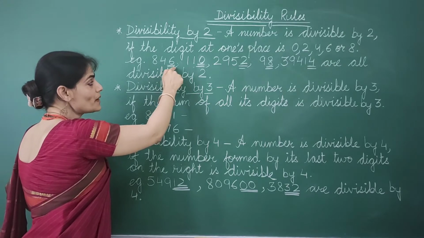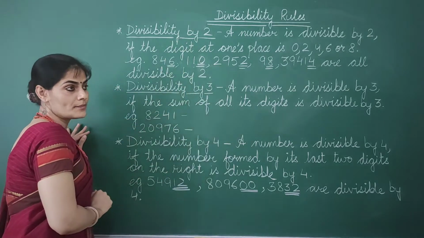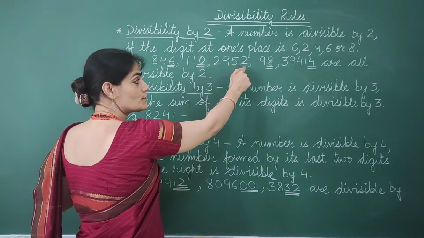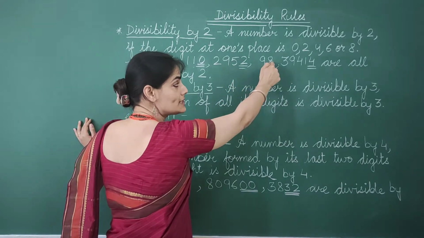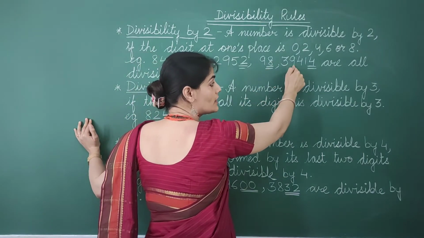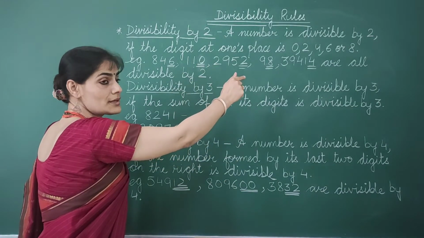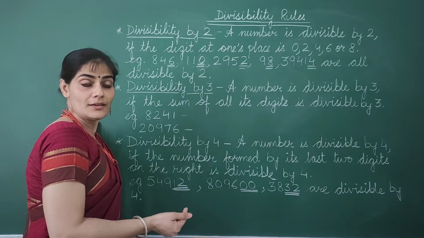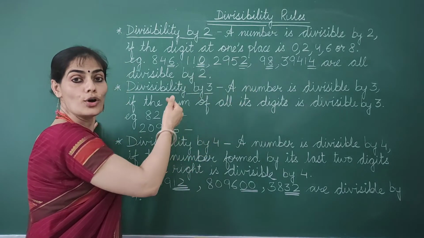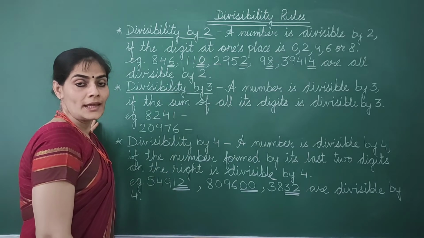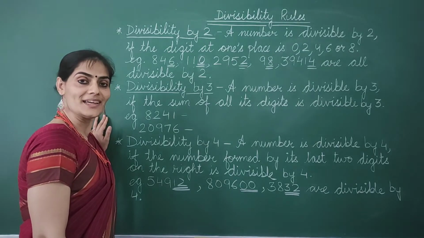846. At one's place we have 6. In this number at one's place we have 0. Here in 2952 at one's place we have 2. This number 98 is ending in 8. 39,414 is ending in 4. So all these numbers are either ending in 0, 2, 4, 6 or 8. That is why they all are divisible by 2. In other words, we can say all the even numbers are divisible by 2.